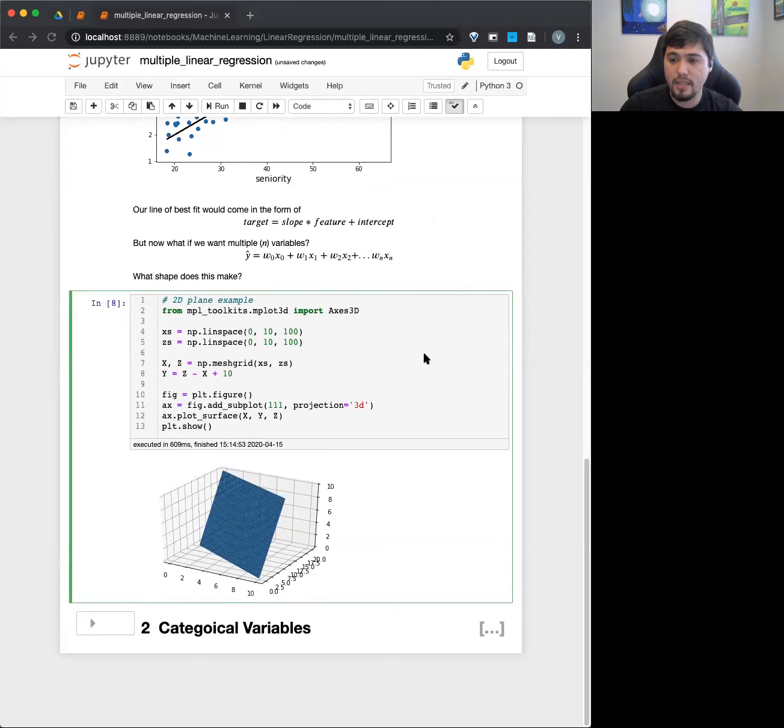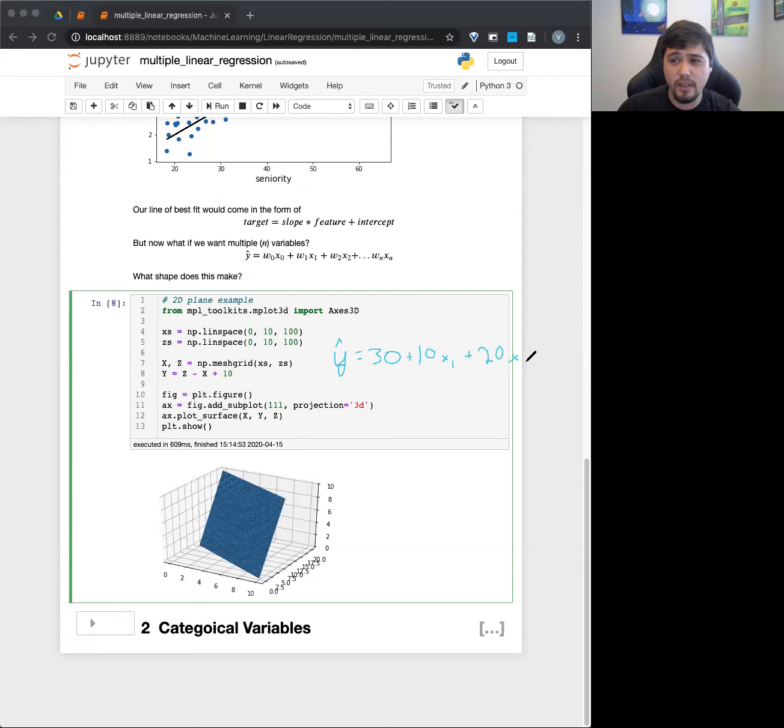So if I imagine y hat is our prediction, right? It is equal to, let's say 30 plus, we'll say x1 is our seniority again, right? So let's say this is 10 times x1 plus, I want to say 20 times x2.